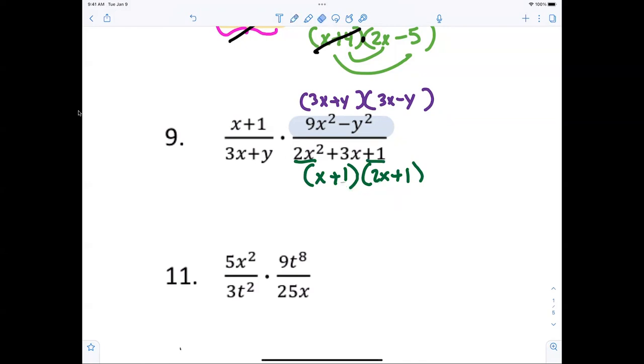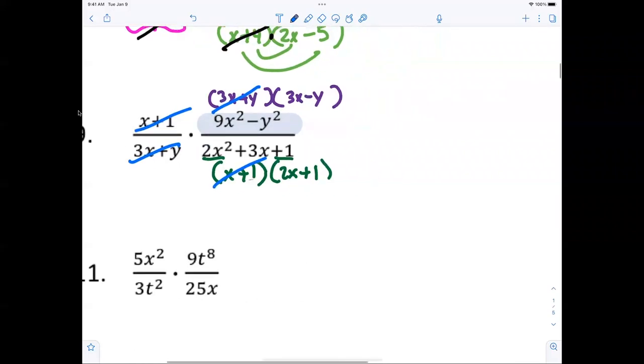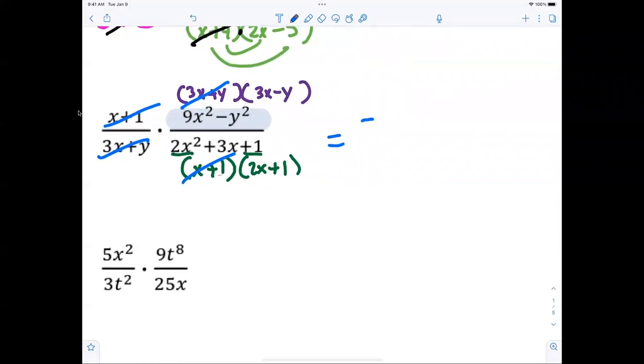So now what can I cross out, please? Probably the stuff on the left. Everything on the left, and then 3x plus y and x plus 1. 3x plus y, x plus 1 and x plus 1. Final answer: 3x minus y, 2x plus 1. I don't think that's that hard.